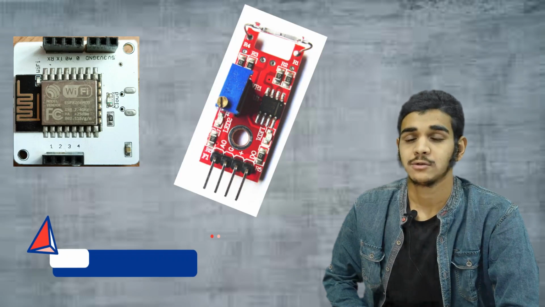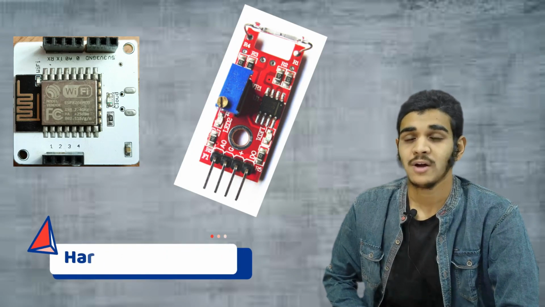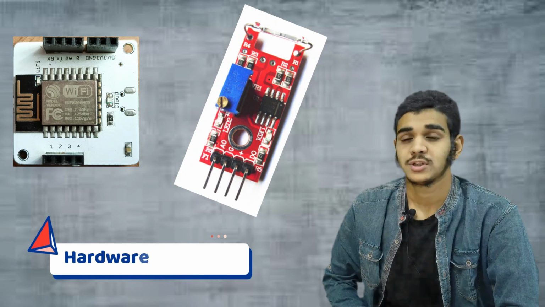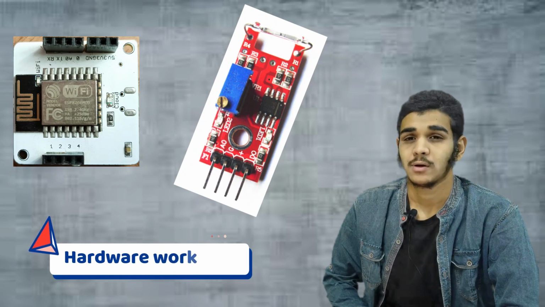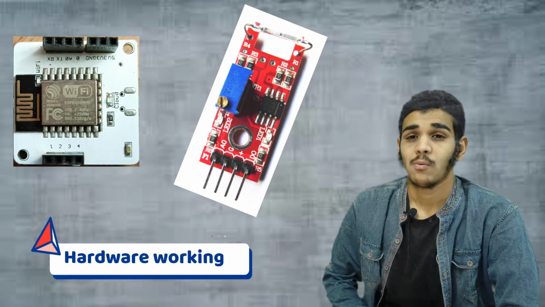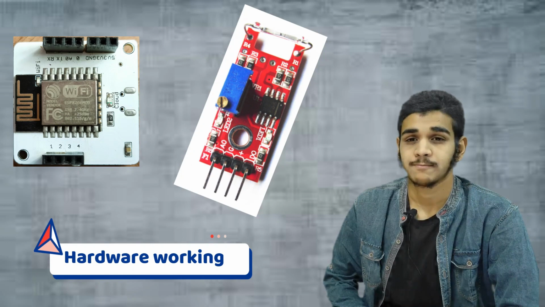In the hardware, we have used two main things, the Bolt Wi-Fi module and the reed switch sensor. The Bolt Wi-Fi module is used to send the update to the server. Now what is the reed switch sensor doing? It will detect whether the door of the box is open or not.